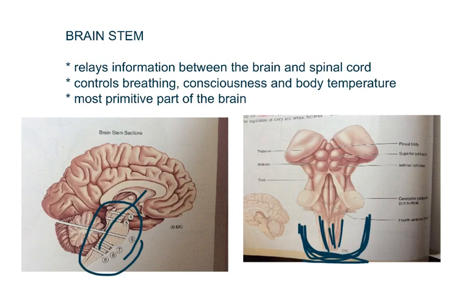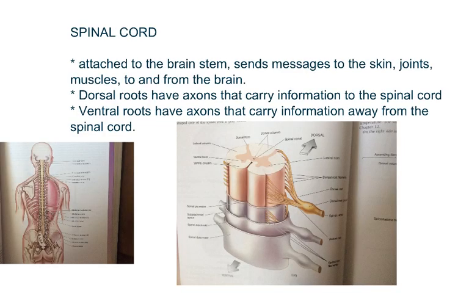So that's our brainstem, and we'll have a little look later at the different parts of the brainstem and how that information is carried to and from. So the last little bit of the central nervous system is the spinal cord. So the spinal cord attaches to the brainstem, and it's like a pathway, basically, like a highway, a superhighway. So there's messages that are sent to and from the skin, the joints and the muscles, so everything outside.